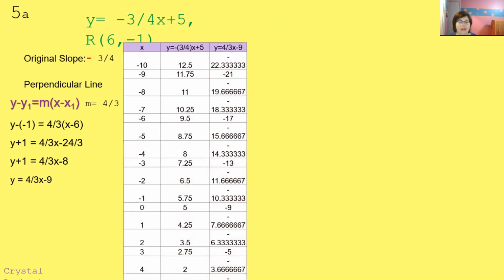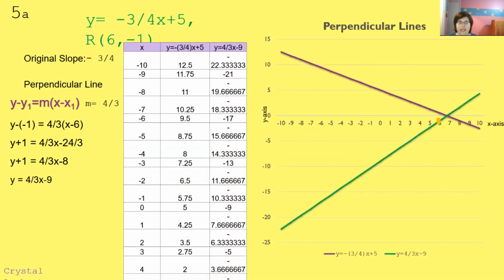So we have our table. And once again, we have x, our values of x. Then we have our first linear equation and our second linear equation. So these two lines will run perpendicular to each other. So we're given the perpendicular point of R, and here we go. And that's our perpendicular lines.